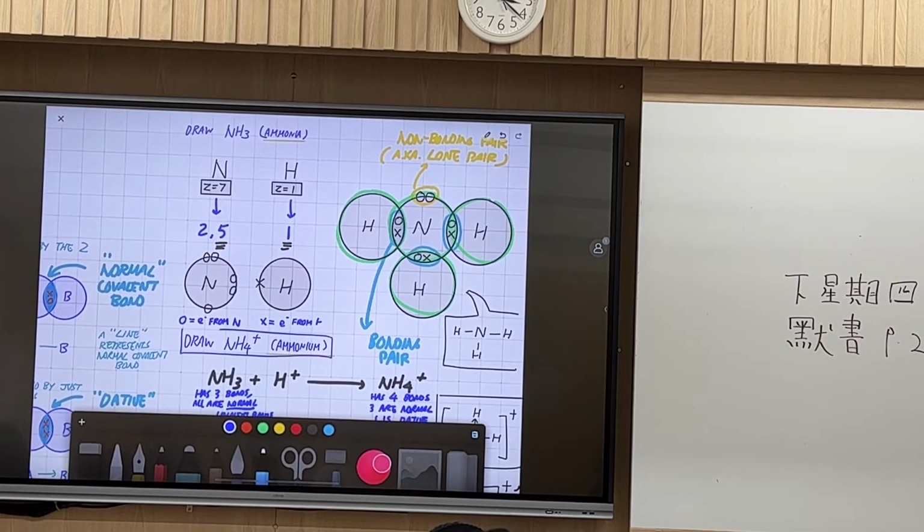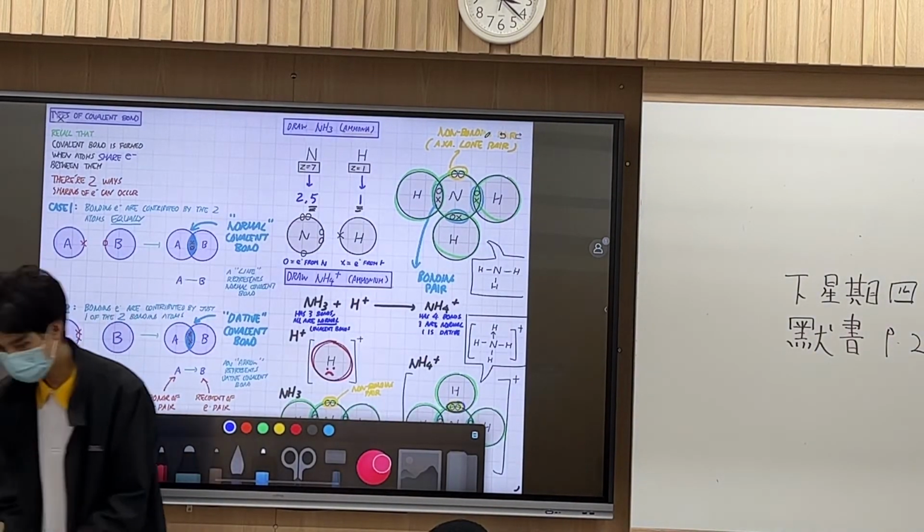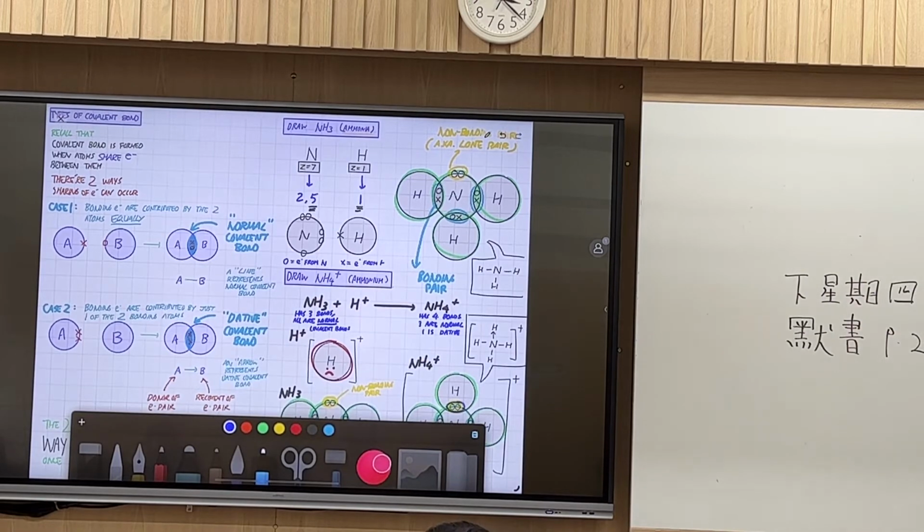Okay, so the next part is on the properties of ionic compounds. Wait. Remember, today is the deadline for submitting this homework. If you still do not turn this in, you will get 0 for this homework.